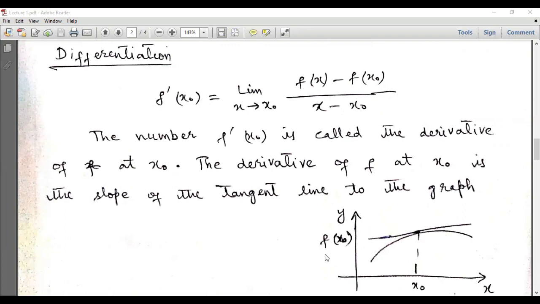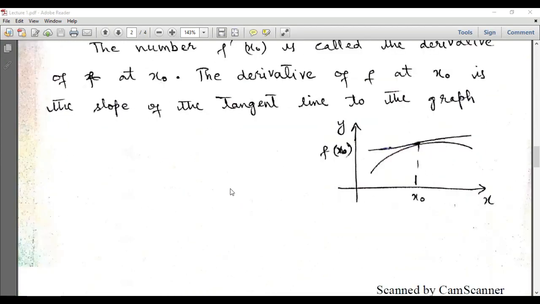So if we have such a function f of x, and if we want to take the derivative of this function at x naught, we have to draw a tangent at this point x naught, and we will have to calculate the slope of this tangent. That slope of this tangent will give us the derivative of this function at this point x naught. So the number f'(x naught) is called the derivative of f at x naught. The derivative of f at x naught is the slope of the tangent line to the graph.